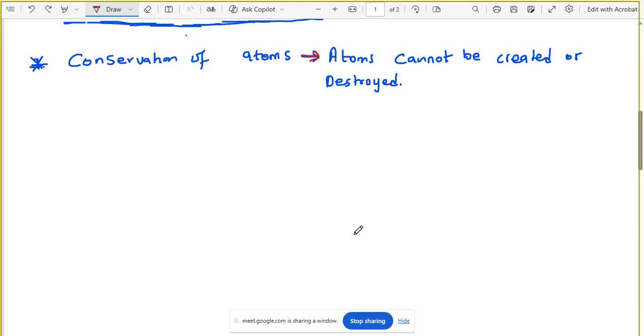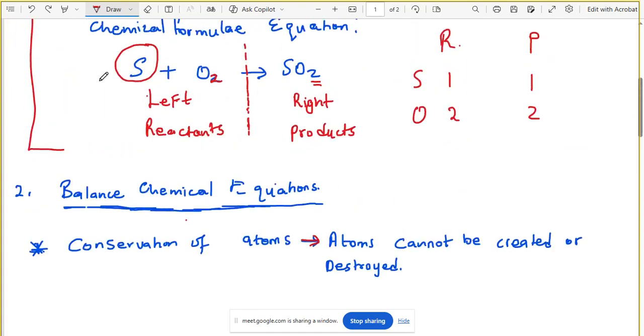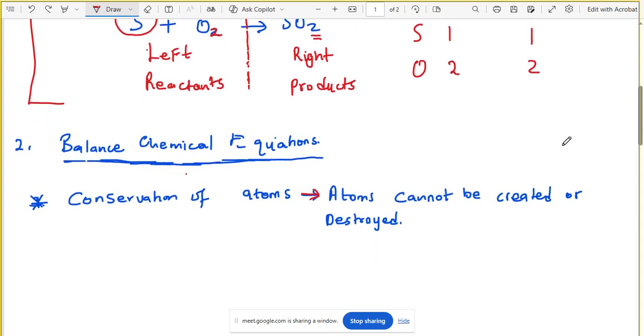Okay. Now, to conclude this conservation of atoms, what we are saying is that in a chemical reaction, all atoms that we start with, which are the reactants, will still be there at the end, which are the products. So we started with one sulfur. When we end the reaction, we should end with one sulfur. Is that making sense? Yes.